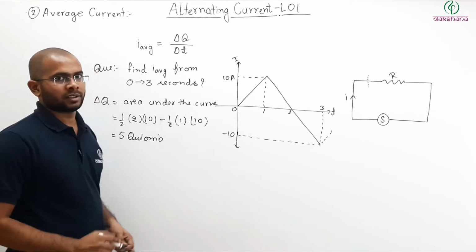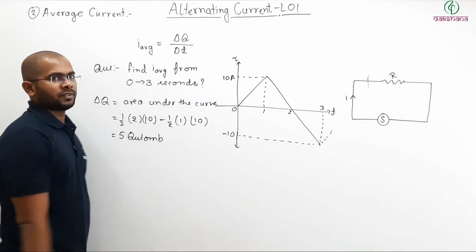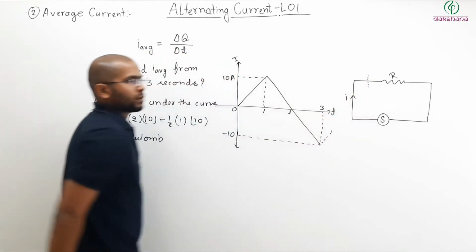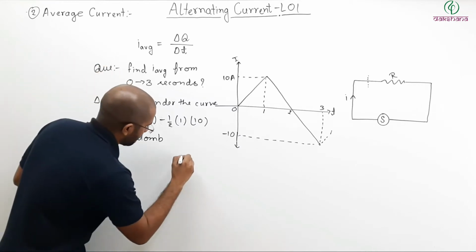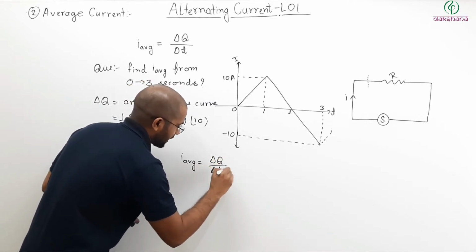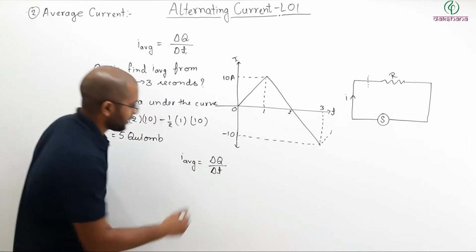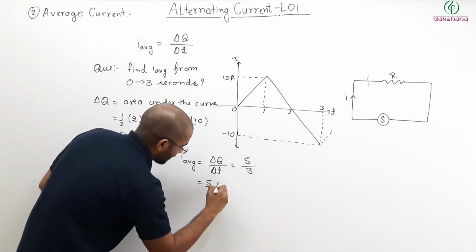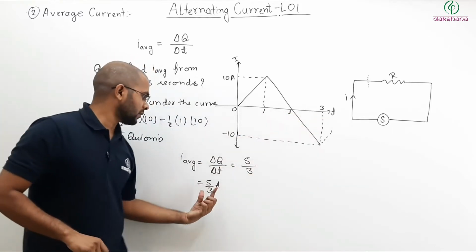So the total charge crossing a cross section in time 0 to 3 is how much? 5 coulomb. But remember, 10 coulomb will be in that direction and minus 5 opposite. So the total charge will be 5 coulomb. Now if you want to know I average, I average is nothing but delta Q divided by delta T. What is delta Q? 5 coulomb. What is the time? 3 seconds. So I average will be nothing but 5 coulomb divided by 3 seconds, so 5 by 3 ampere. So the total average current from 0 to 3 will be 5 by 3 ampere.